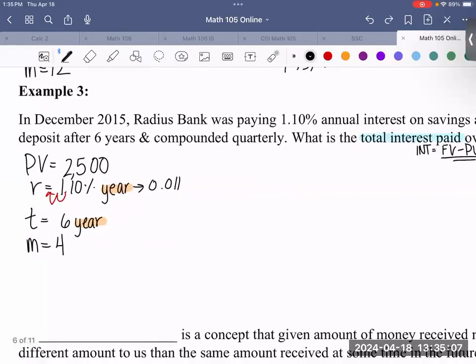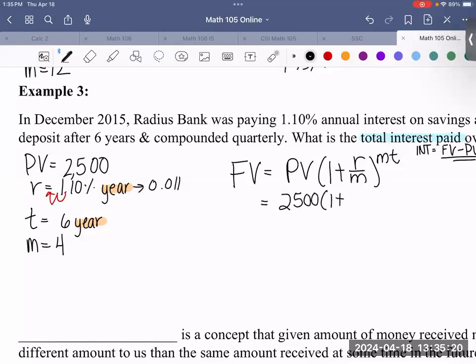So let's go ahead and find your future value, which is PV times 1 plus R over M, to the power M times T. 2,500, 1 plus, let's see, your rate, 0.011 over 4, to the 4 times 6.